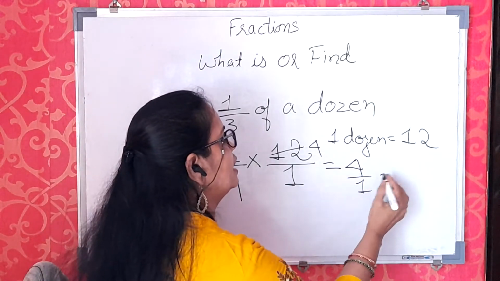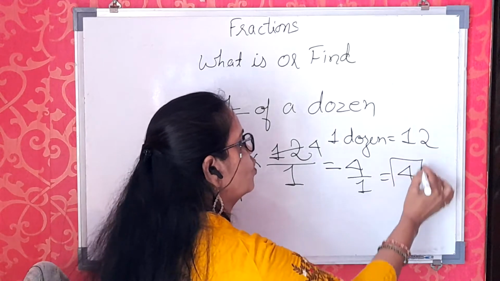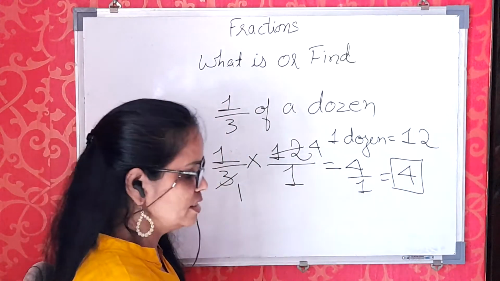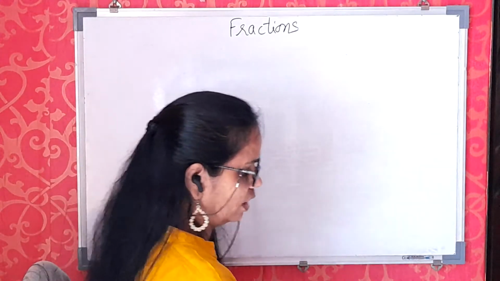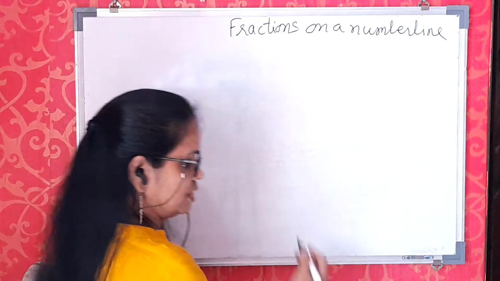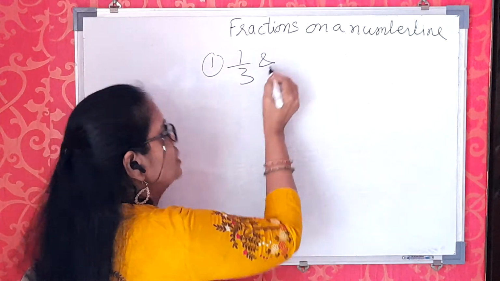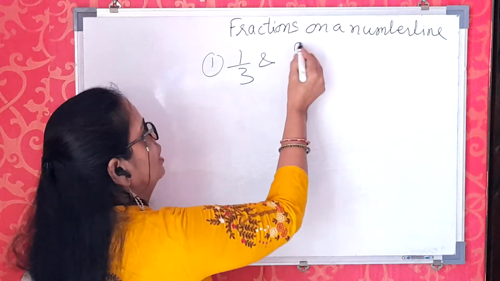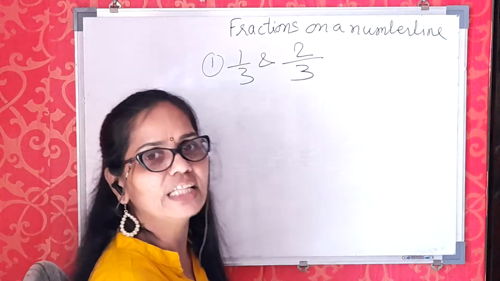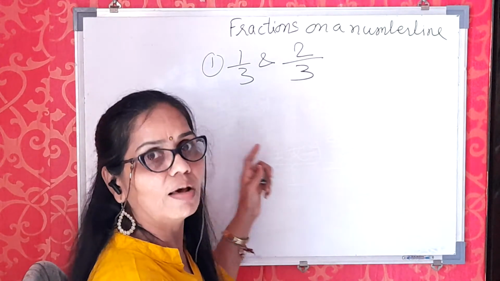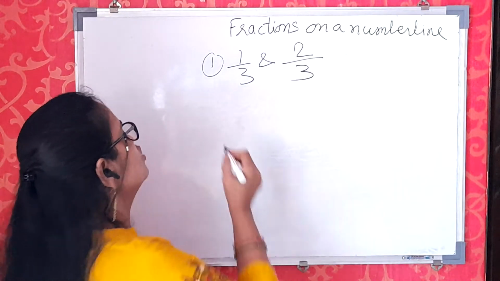1 is the denominator, that means your answer is 4, a whole number. Understood? Fractions on a number line. Now your question is 1/3 and 2/3. You have to show these fractions on a number line. So how will you show?